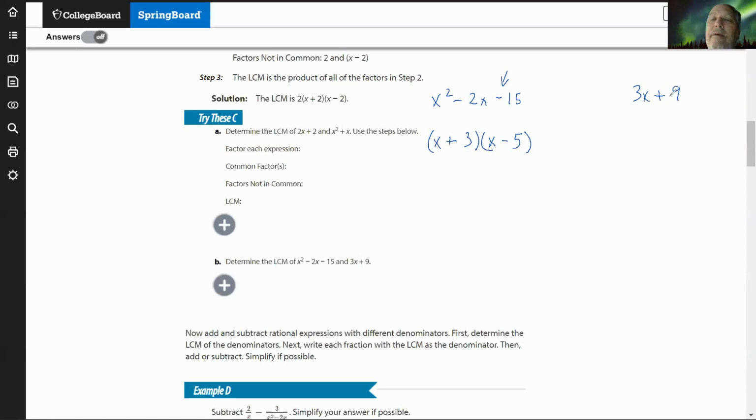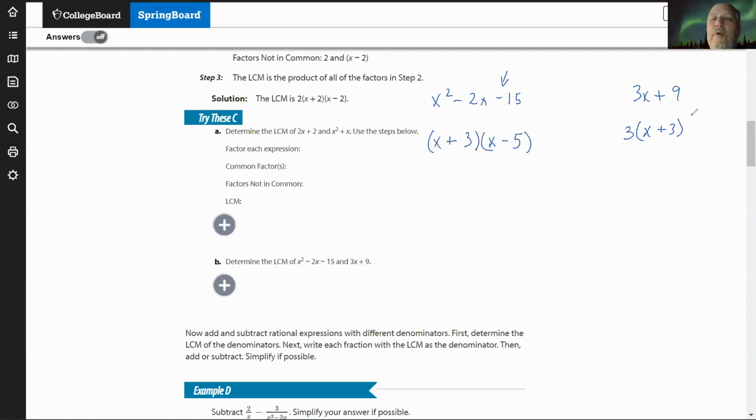Looking at the second polynomial, the greatest common factor of this, of course, is 3. So I'm going to factor out the 3. 3x divided by 3 is x, and then 9 divided by 3 is 3. So that's what I'm going to end up with.